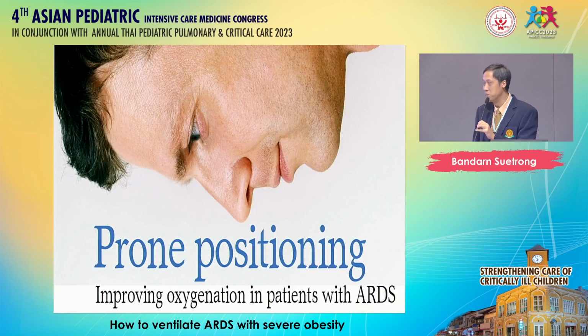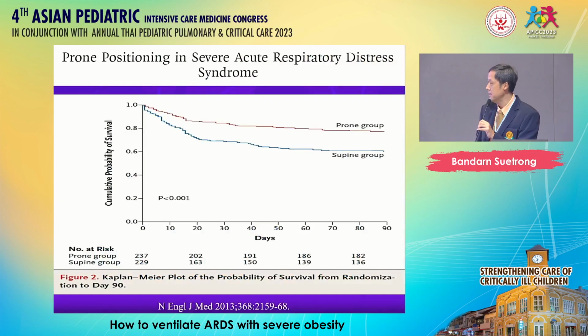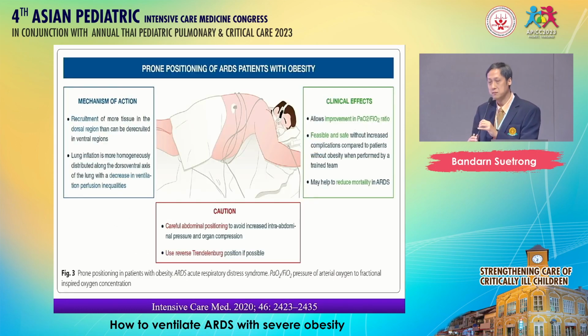As we know, the prone position is good for everyone with moderate to severe ARDS whose PF ratio is lower than 150. It not only improves the PF ratio or oxygenation, it also has a survival benefit. If we use the prone position in patients with a PF ratio lower than 150, the mortality will be decreased by half. But how about the prone position in patients with severe obesity?